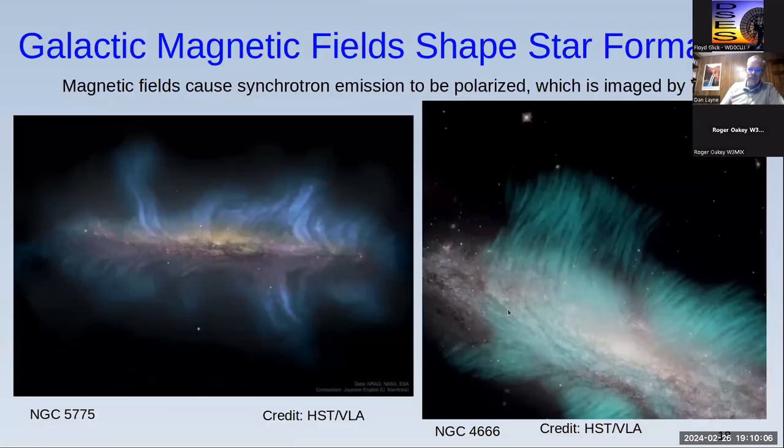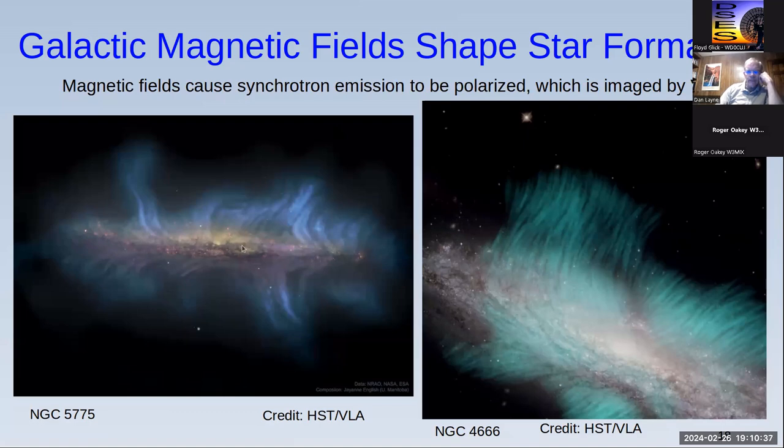Then the last one, this is the last chart, is outside of the Milky Way. They took these images and they've learned that galactic magnetic fields help shape star formation, and actually can help speed up star formation. So what they did here is the magnetic fields cause synchrotron emission to be polarized. Yeah, that's what we said on the earlier slide. So what they did was fascinating.